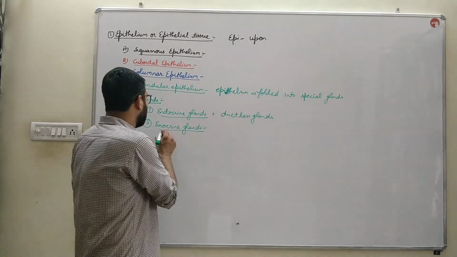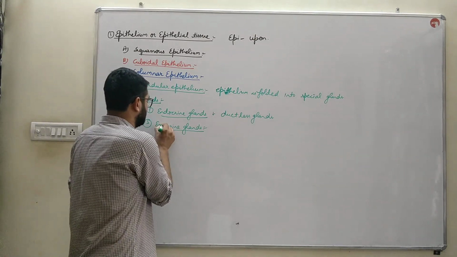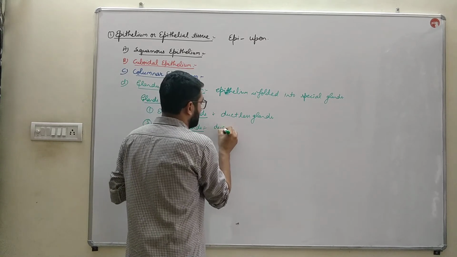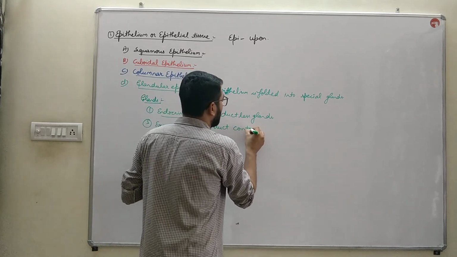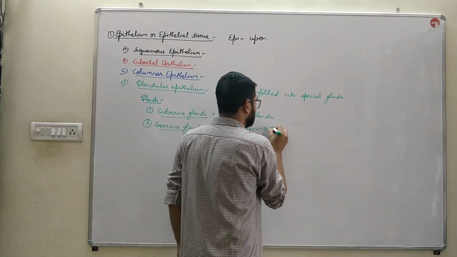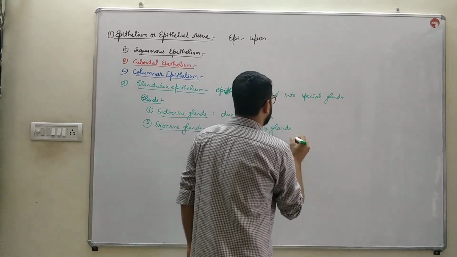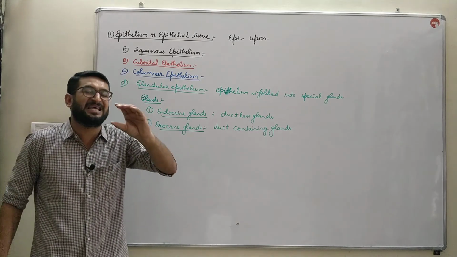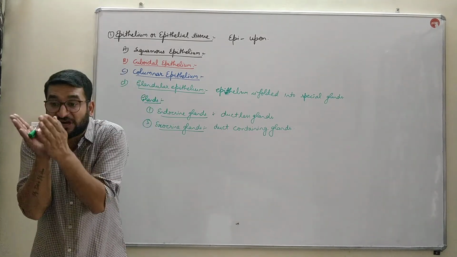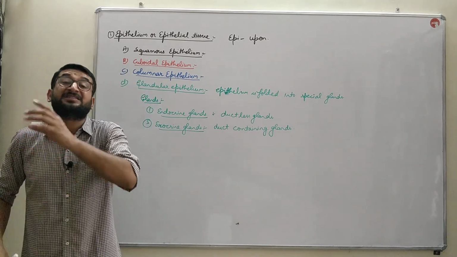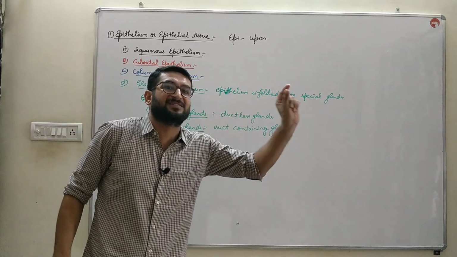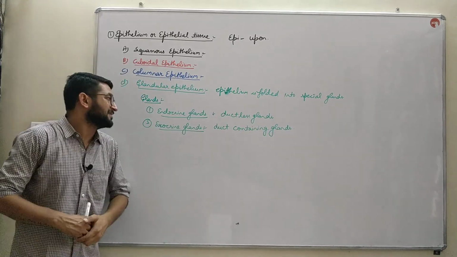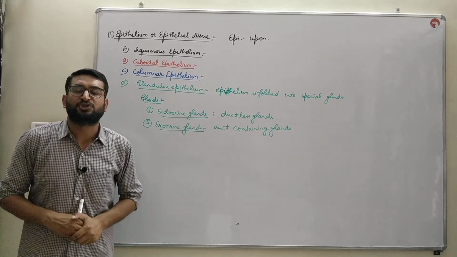Whereas the exocrine glands are known as duct-containing or duct-possessing glands. These are the glands which possess ducts. They have the pipe-like structures, the ducts, which transport their material directly to the target site. So that is endocrine and exocrine glands.